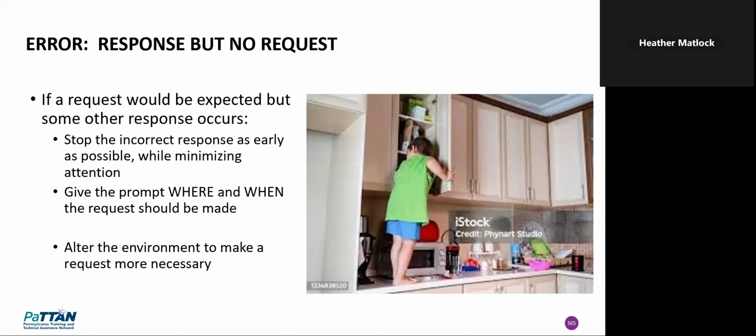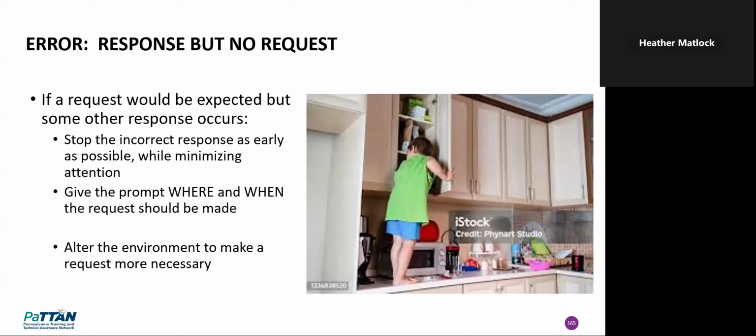So here's how I can respond to this type of error. Now, first, this is a very important step. I want to stop the incorrect response. So in this case, I'm going to want to guide the child back down to the floor. Then comes that pause for about the 3 to 10 seconds. And then I'm going to prompt, right?